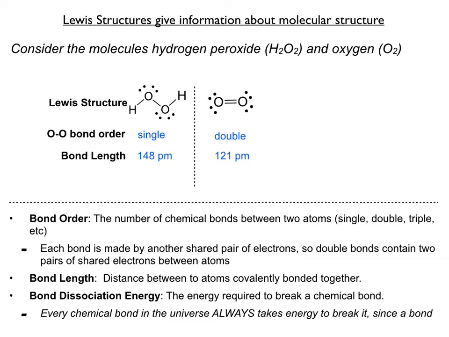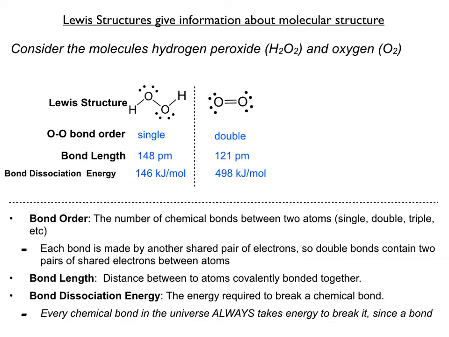And finally, we can define a term what's known as bond dissociation energy. This is how much energy it takes to break a bond. Remember, all bonds are forces of attraction between electrons and a nucleus, so it always takes energy to break a bond. And in this case, what we're going to see is the single bond is easier to break than the double bond. Hydrogen peroxide has a bond dissociation energy of 146 kilojoules per mole, and O2 with the double bond has a bond dissociation energy of 498 kilojoules per mole.